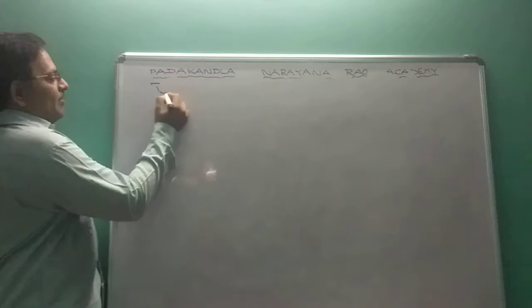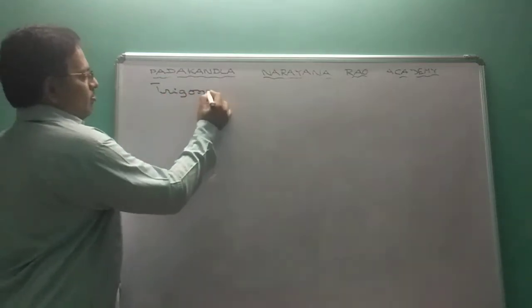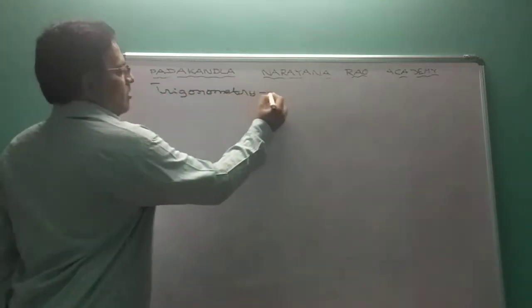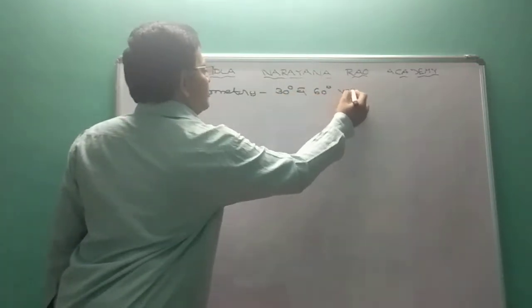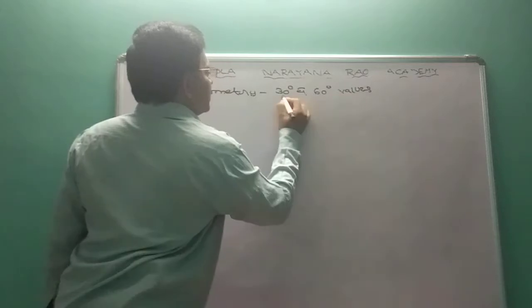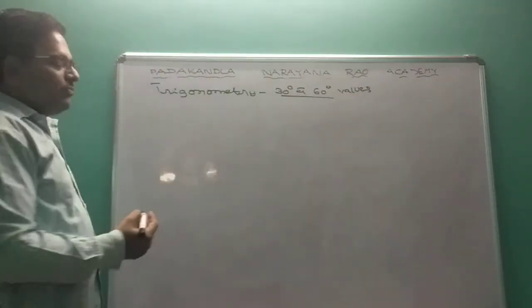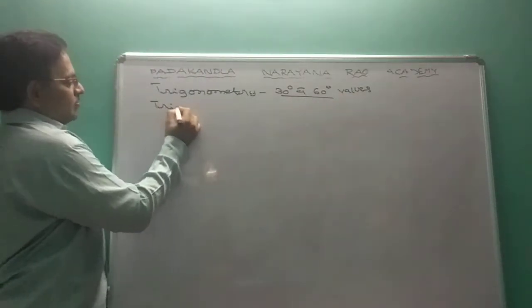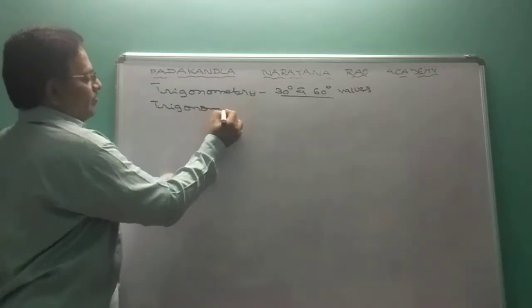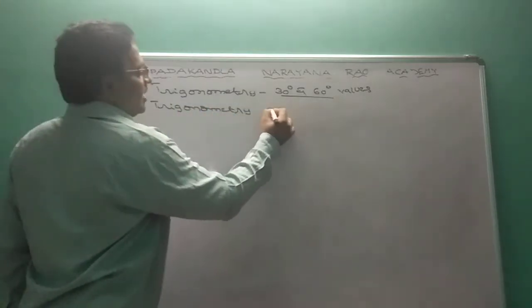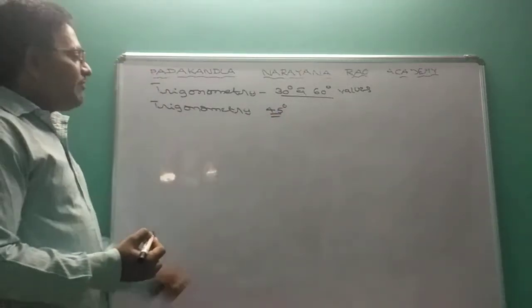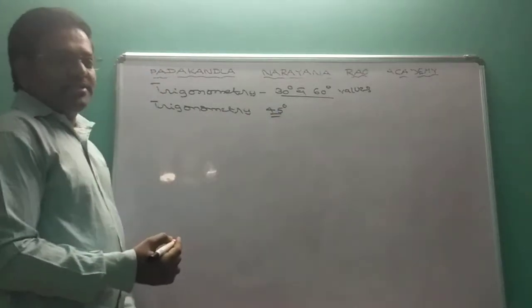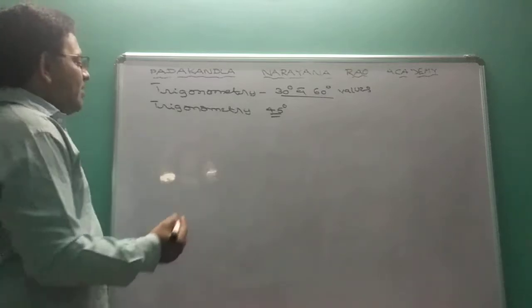Already, last section, trigonometry, the 30° and 60° values discussion completed. Now today in this section, trigonometry 45°. In this section, what are the values of the 45°? That discussion will explain.